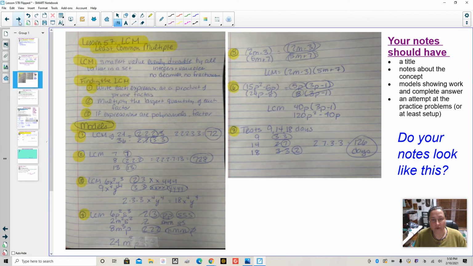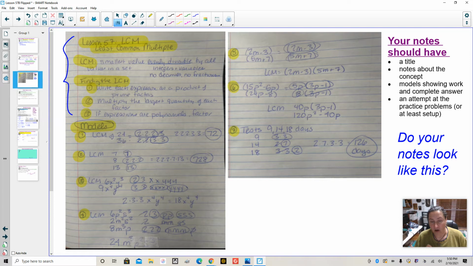All right, here is what your notes should have looked like. So again, I keep showing these to you because I want you to see the model of how much work it is that I'm expecting you to do at home. So least common multiple had very little as far as notes go, a definition for least common multiple and the 3 steps. However, there were 7 models and you were to copy all of those completely, including the work, okay?